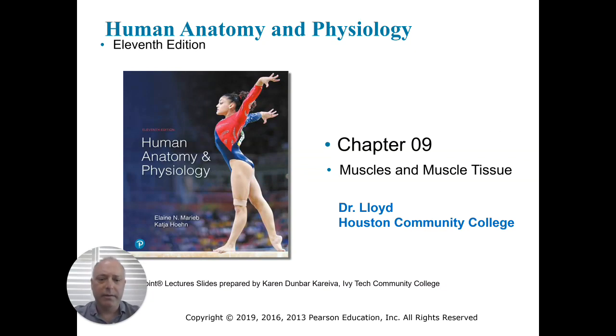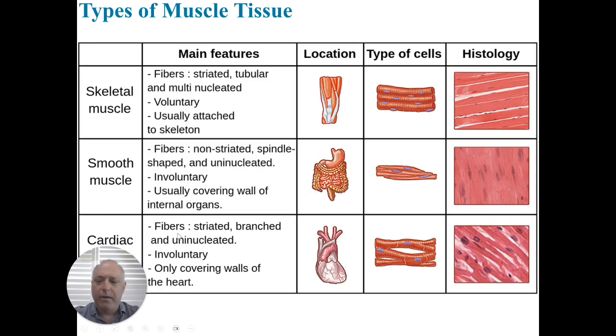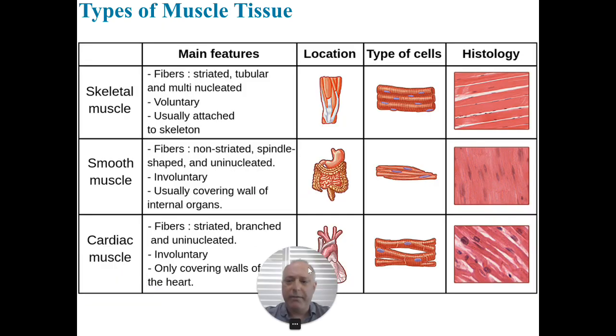Hello all, this is chapter 9, Muscles and Muscle Tissue. Okay. So there are three types of muscle. You have skeletal, smooth, and cardiac. There are a few different characteristics of each one.